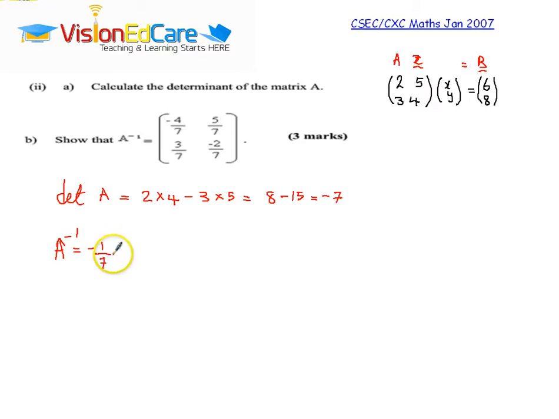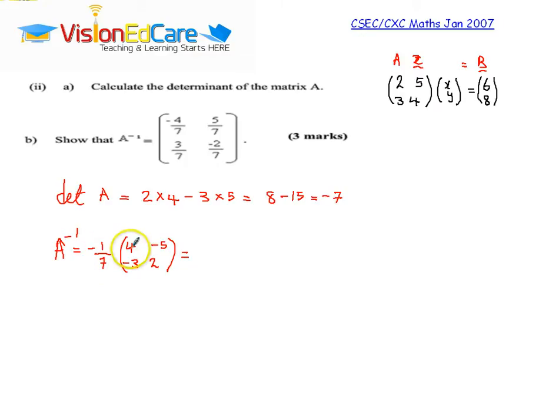We do 1 over the determinant times the matrix here. Now what we do, we interchange the elements in the leading diagonal. So we interchange 4 with 2, and then we multiply the elements in the non-leading diagonal by minus 1. So minus 1 times 3 gives us minus 3. Minus 1 times 5 gives us minus 5. And we can simplify this.